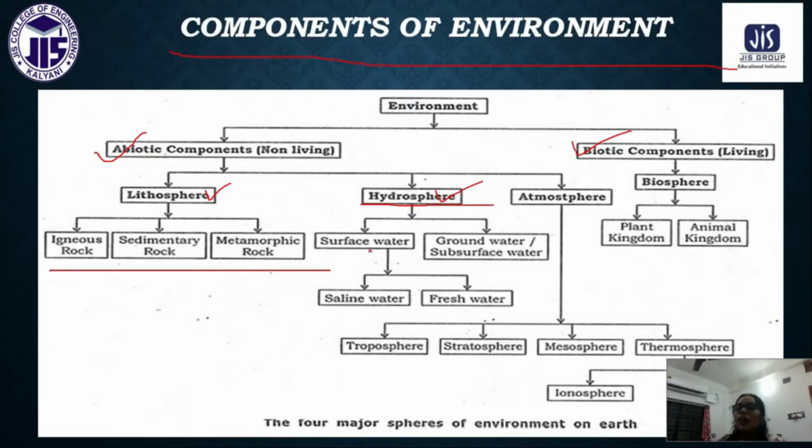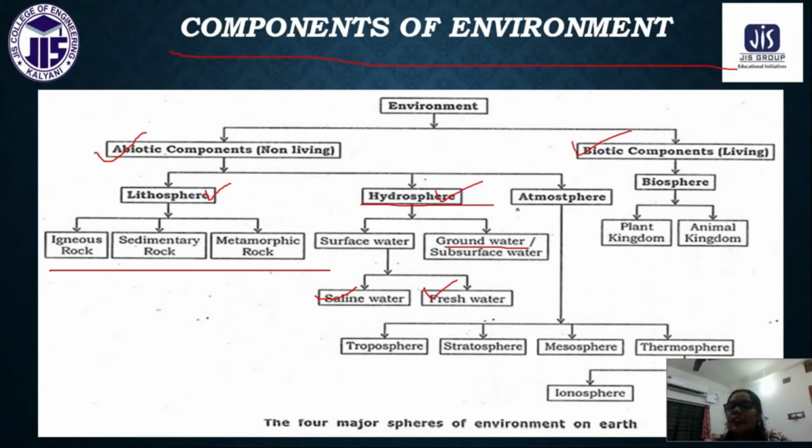Okay, so the hydrosphere is of two types: surface water and groundwater. Surface water is generally whatever water molecules we find on the earth's surface. That is saline water or fresh water, two types. And secondly, we have the groundwater, the subsurface water.